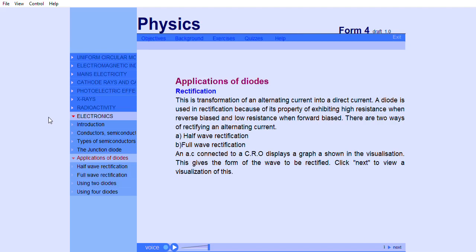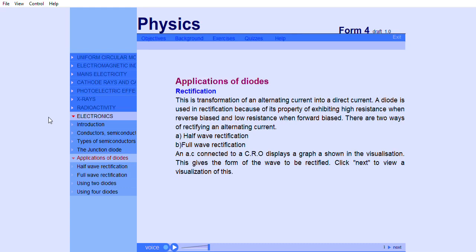Application of diodes. Rectification. This is the transformation of an alternating current into a direct current. A diode is used in rectification because of its property of exhibiting high resistance when reverse biased and low resistance when forward biased. There are two ways of rectifying an alternating current: half-wave rectification and full-wave rectification.